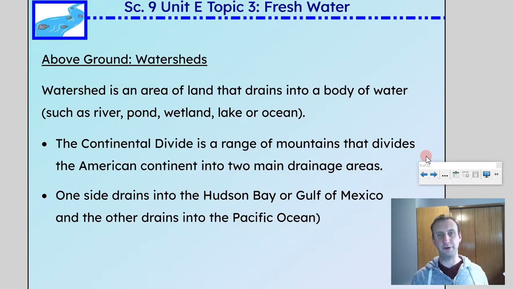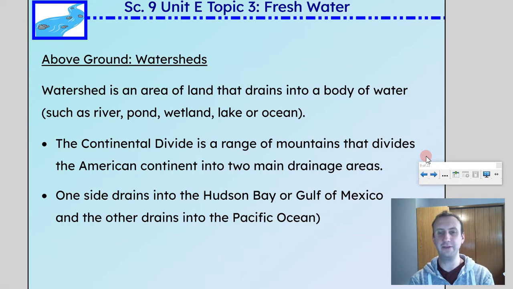All right, watersheds. Watersheds are massive areas that all come down into the same place and then end up draining into the same location. So a watershed is an area of land that drains into a body of water, such as a river, a pond, a wetland, a lake, or an ocean. So we can talk about this on a smaller scale when it comes to a lake or a river or a pond, or we can talk about this on a very large scale when it comes to, for example, going into an ocean.